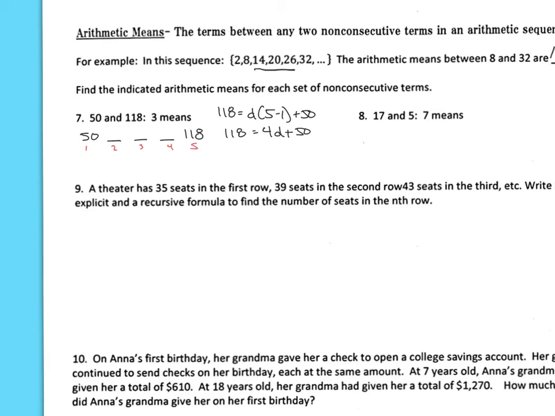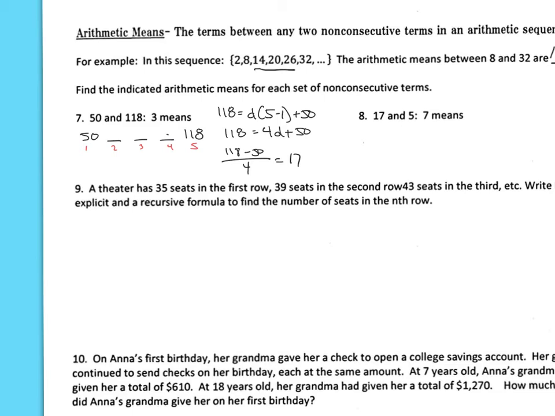So the pattern is nice here. So you can see we're going to subtract the 50. So we're going to do 118 minus 50, and we're going to take that answer and divide it by 4. So you don't divide by the number of terms that's missing. You divide by one more than that. That's the trick. Don't divide by 3, divide by 4. So we know that the difference is 17.